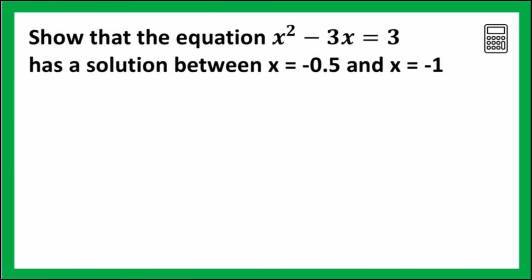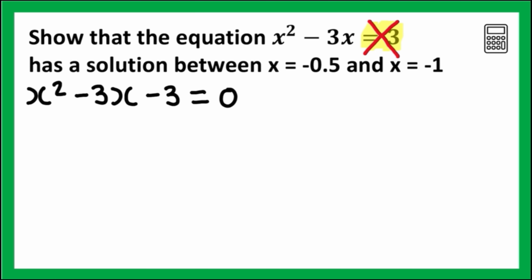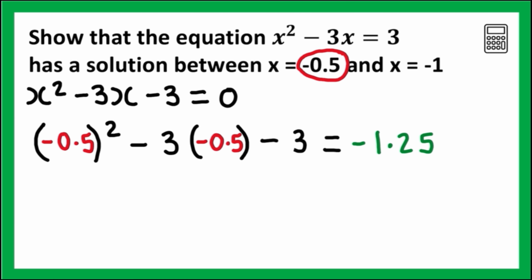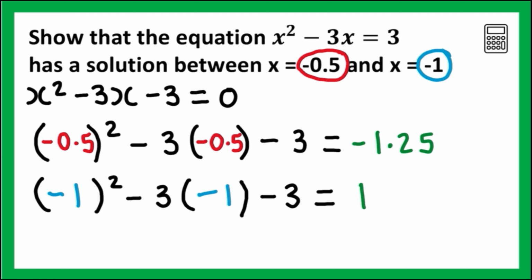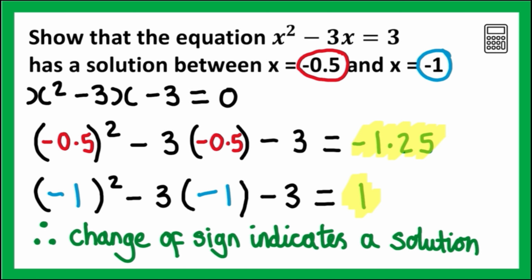To be able to use the sign change method, we need to make sure that the equation is equal to 0. We can do that by subtracting 3 from both sides of the equation. X squared minus 3x minus 3 equals 0. Substituting my input of negative 0.5, I do have a calculator for this question, and I get negative 1.25. And substituting negative 1, and I get an output of 1. We can see that the sign has changed, and therefore a change of sign indicates a solution.